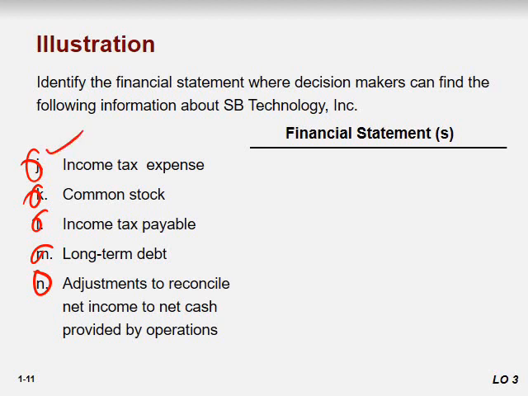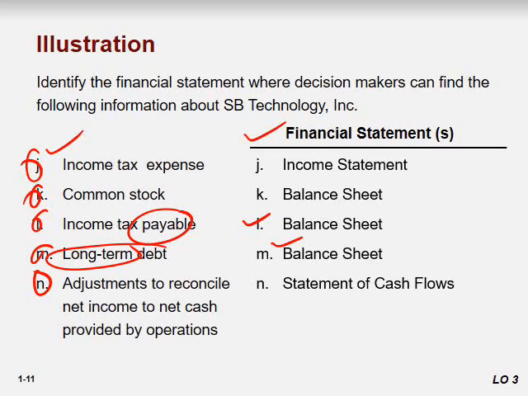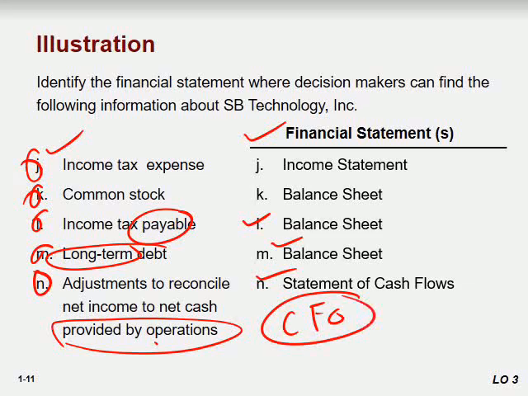So income tax expense belongs to the income statement. Common stock belongs to the balance sheet. Income tax payable belongs to the balance sheet because this is a liability. Long-term debt also belongs to the liability side, which is the balance sheet. Adjustment to reconcile net income to net cash provided by operations is part of the statement of cash flows under cash flow from operations.